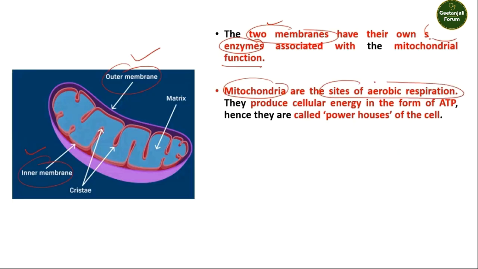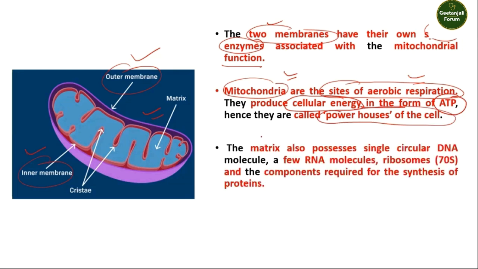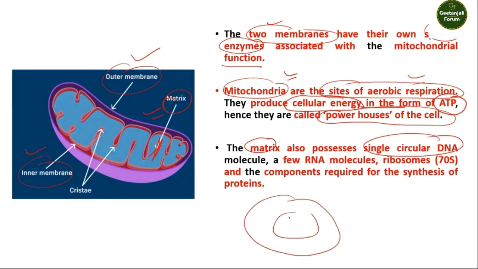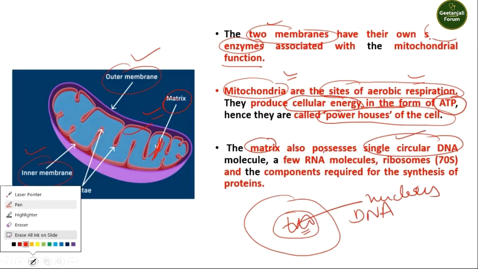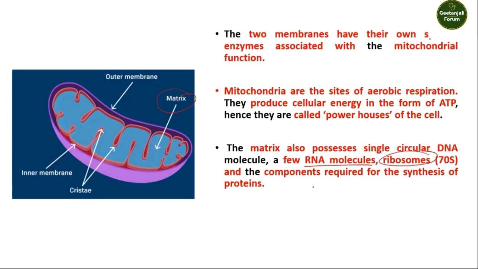So mitochondria are the site of aerobic respiration. Cellular respiration takes place inside mitochondria, and it provides energy through respiration. Cellular energy is produced in the form of ATP. Since it produces energy for the cell, that's why we call it the powerhouse of the cell. The matrix. See, this is the matrix. In the matrix, there is a single circular DNA. In a cell, DNA is mainly found inside the nucleus. This is the nucleus in the cell. DNA is found inside the nucleus. But apart from the nucleus, the matrix of mitochondria also contains a single circular DNA. Other than DNA, RNA is also found in the matrix. And ribosomes are also found there.